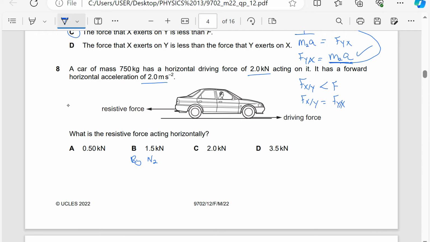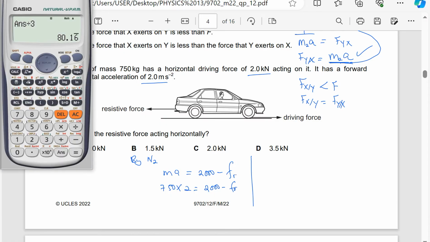So we have a resistive force. By Newton's second law, the resultant force, which is ma, should be equal to the forward force, the driving force, which is 2000 newtons, minus the resistive force, which we now call Fr. The mass of the car is 750. The acceleration is 2. This should be equal to 2000 minus Fr. So we just press our calculator and make Fr the subject.